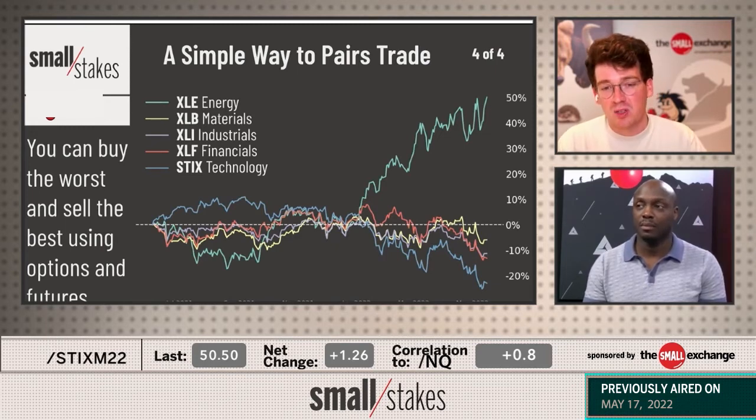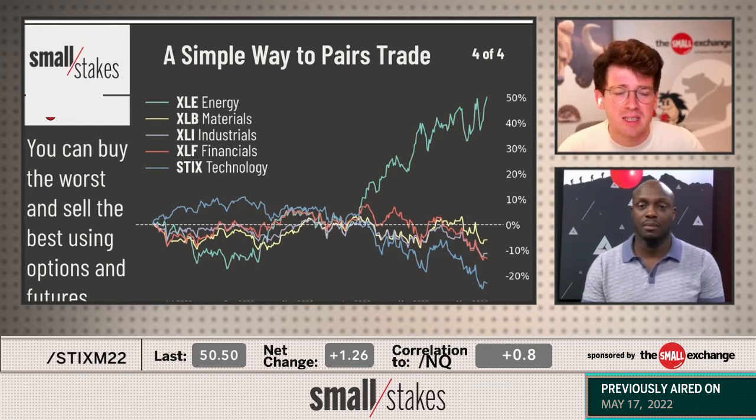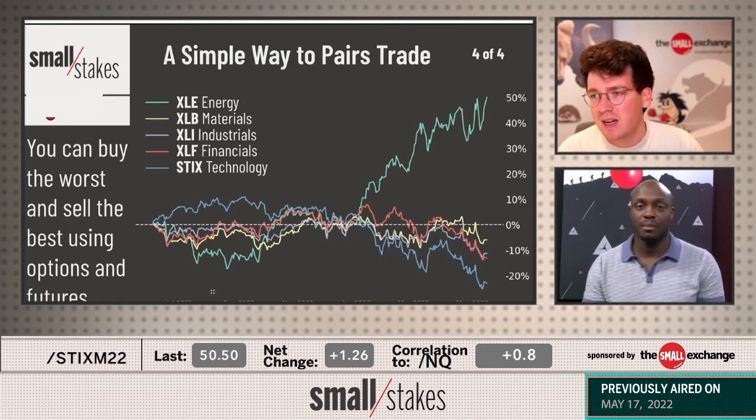And then it gets more intriguing. You can buy the STIX futures, sell an XLE call, or just sell XLE shares against the futures. Whatever you want to do in there, but that's the simplest way to pairs trade, my friend. Any final notes on pairs trading?